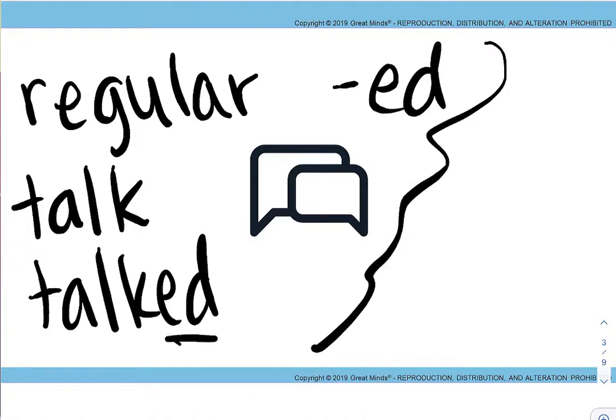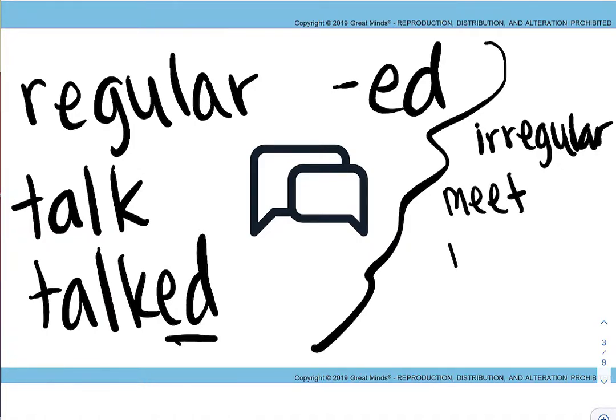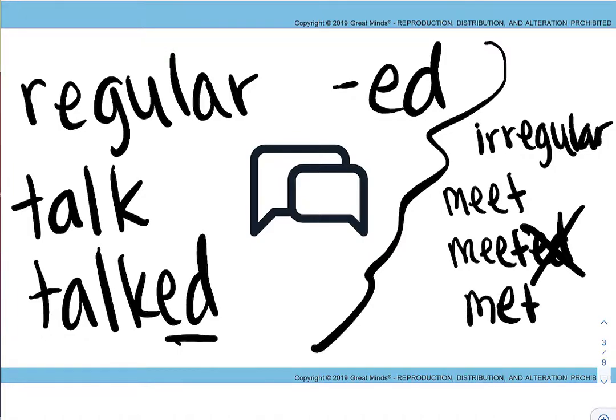Irregular is when we change the word instead of just adding an ed. So, like, instead of saying, what's a good example? I meet with my teacher. We don't say I meted with my teacher yesterday. No, we say I met with my teacher. So that is an irregular past tense verb because we changed the word instead of adding ed.